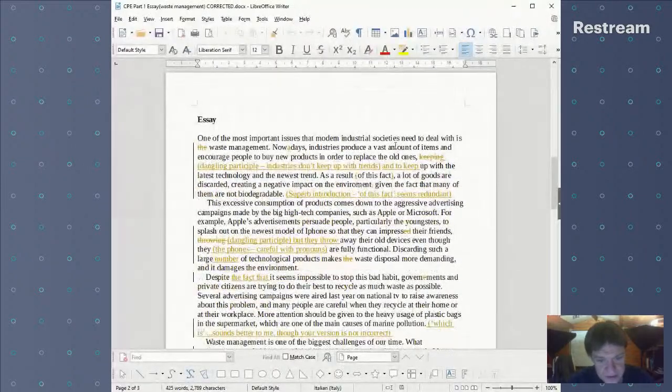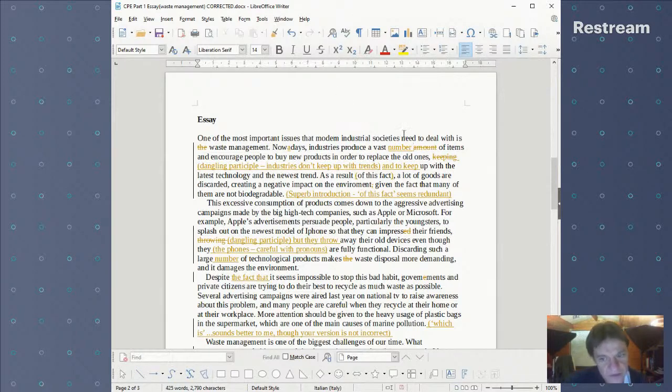Okay, now this is a very good essay. I think it will get a very good mark, but let's have a look for any mistakes that we might need to correct. So one of the most important issues that modern industrial societies need to deal with is waste management. Nowadays, industries produce a vast amount of items. Okay, that's one I ought to have changed, actually, a vast number of items.